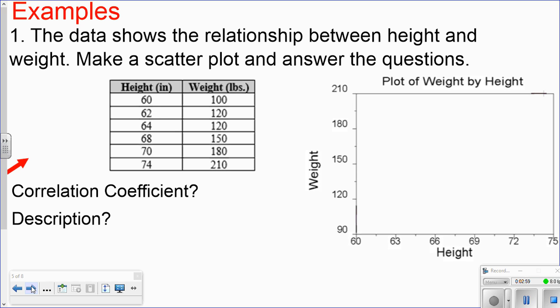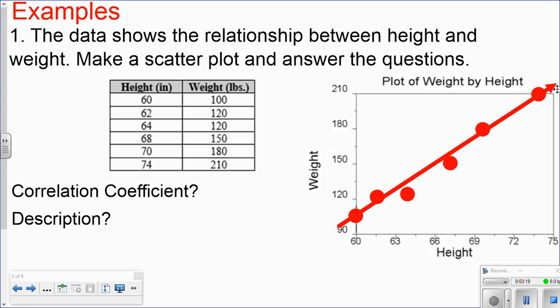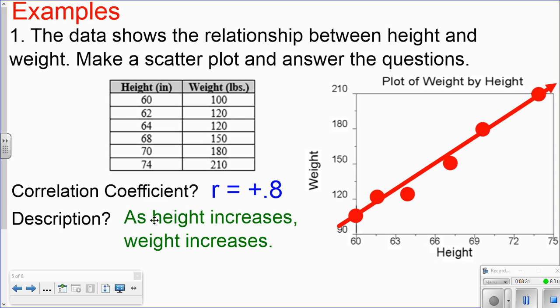For example, the data below shows the relationship between height and weight. Make a scatter plot and answer the questions. We have a table with our x values and our y values, so we'll go ahead and plot these. 60 and 100 is here, and then we plot the rest of them. If we draw a best fit line, you can see that it's definitely positive. It has a strong correlation, but it's not perfect, so we might give that a 0.8. When we describe it, we would say as the height increases, the weight increases.